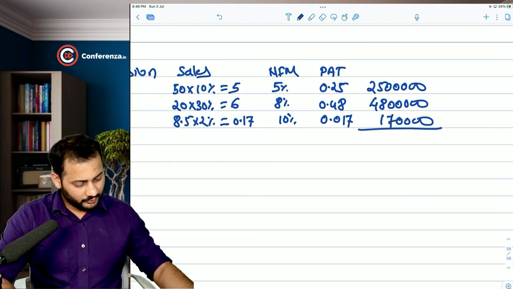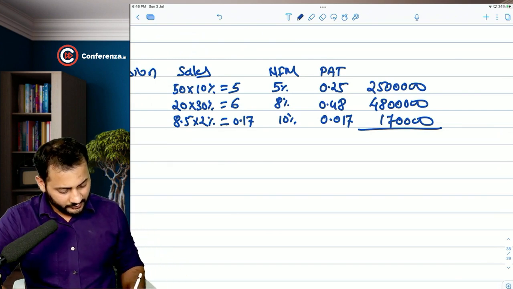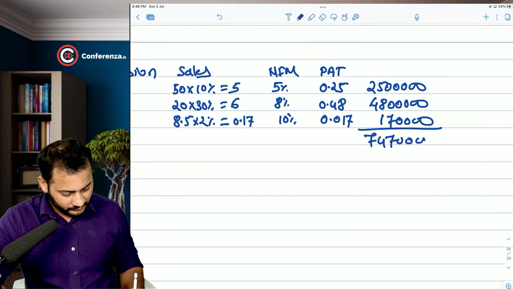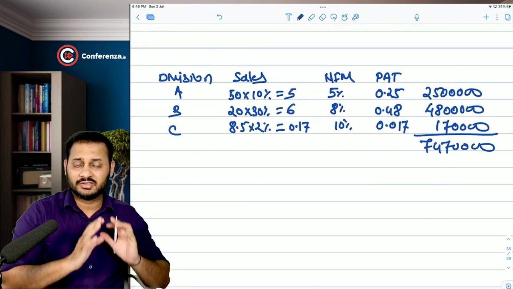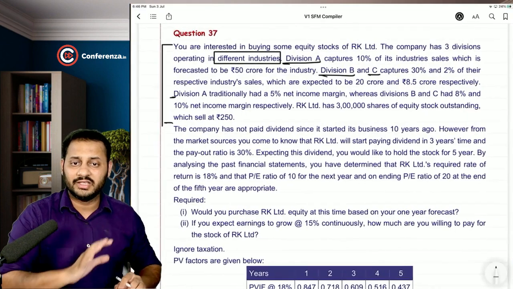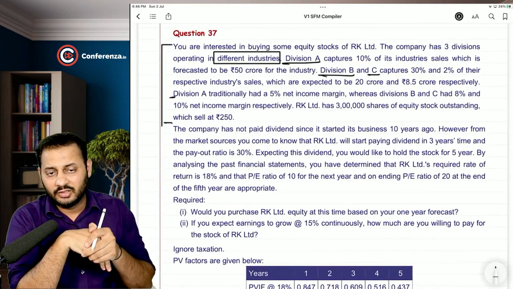The total profit of the entire company is 74 lakh 70,000. Are you getting it? This is the table that they could have given easily and we would have understood.